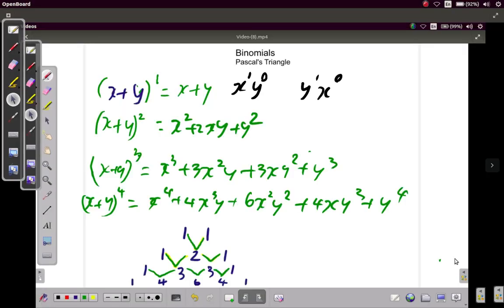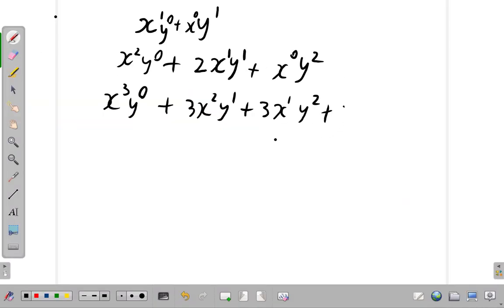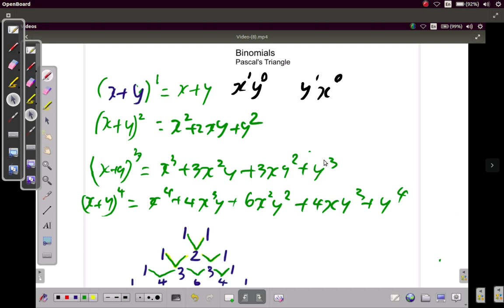Plus, then you have y cubed, which is the same as x to the 0 y to the 3. So let's write it that way: x to the 0 y to the 3. It should be a superscript 0. So you see that for this line.